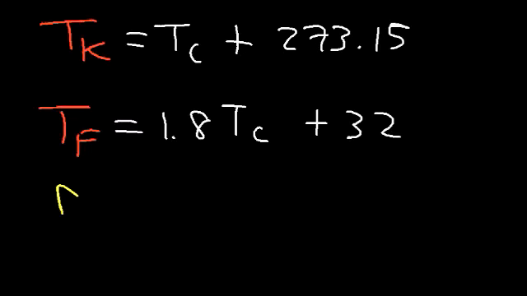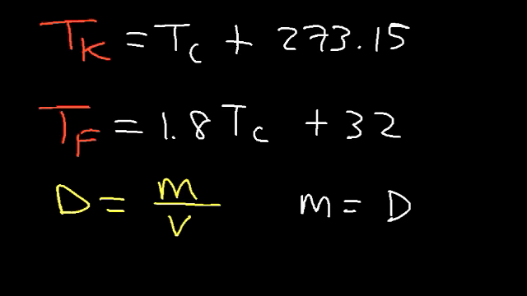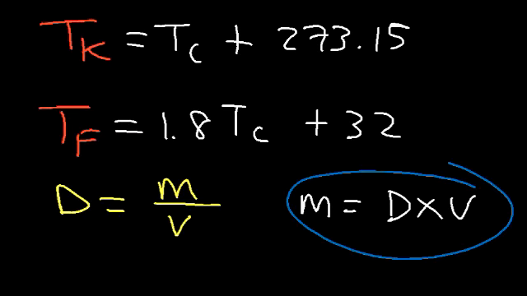Now, the density equation, density is equal to mass divided by volume. Now, sometimes it might be easy to know this form of the equation. Mass is density times volume. In this form, you can solve for mass, density, or volume. Just plug in the two variables that you have and simply solve for the missing variable.